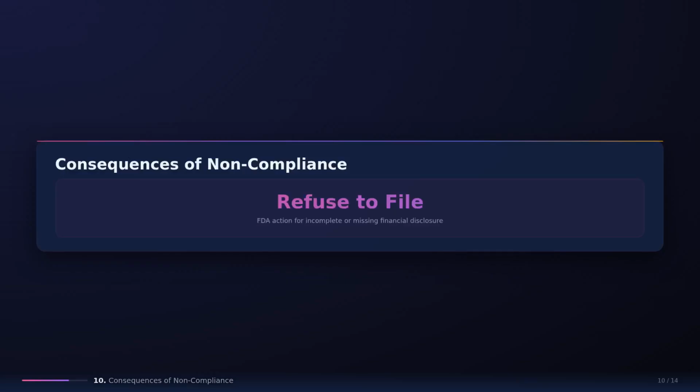Failure to comply with financial disclosure regulations has serious consequences. The FDA may refuse to file the marketing application, delaying product approval and costing the sponsor substantial time and revenue. In cases of deliberate concealment, the FDA can pursue enforcement actions including civil monetary penalties and criminal prosecution. For investigators, non-compliance can result in disqualification from receiving investigational products. Protecting the integrity of the disclosure process is essential for both sponsor and investigator.